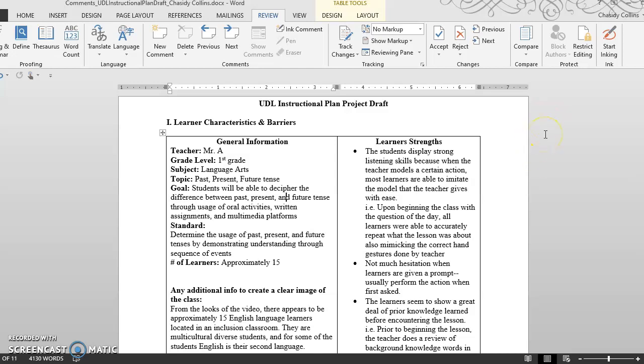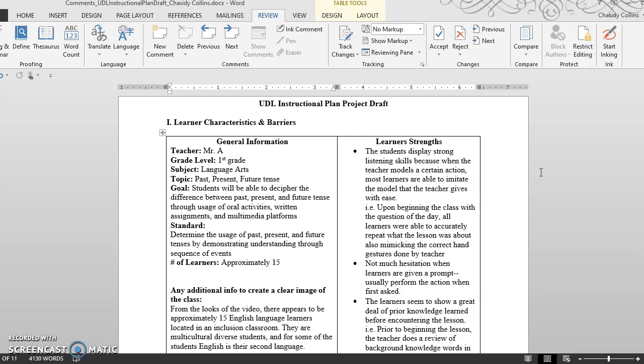For this assignment, I utilized a YouTube video that was available for us as a class to use. The teacher's name was Mr. A, and the subject was literacy or language arts. With his students, he overviewed past, present, and future tense. And he also reviewed punctuation as well, but it was still related to past, present, and future tense.